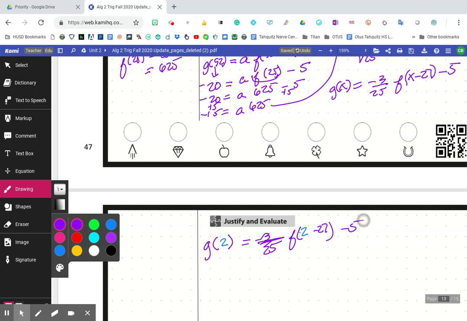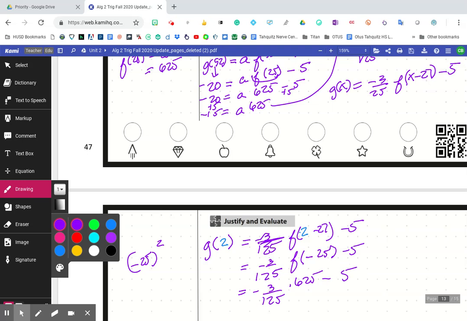minus 27 minus 5. So we've got negative 3 over 125. I have a typo there. Means I have to do f of negative 25. It was a 27, so negative 25 minus 5. So we know that our function is x squared. So I'm taking that 25 and squaring it. So negative 3 over 125 times 625 minus 5.